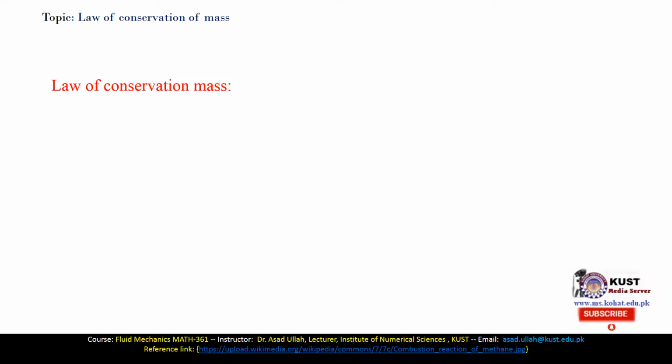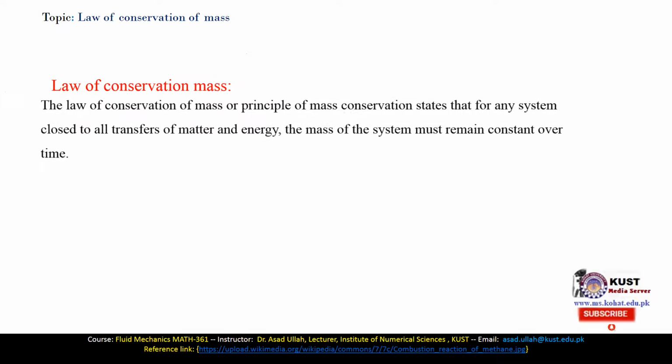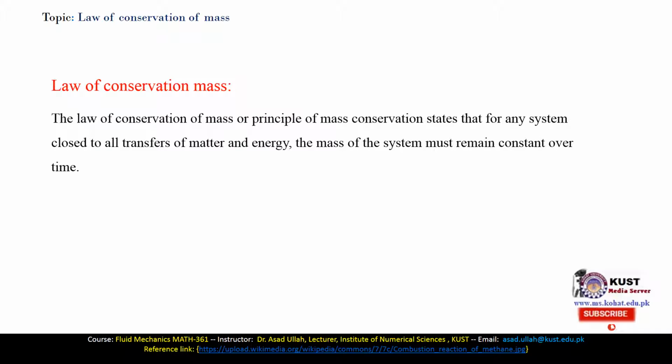Now, what is the law of conservation of mass? The law of conservation of mass, or principle of mass conservation, states that for any system closed to all transfer of matter and energy, the mass of the system must remain constant over time.